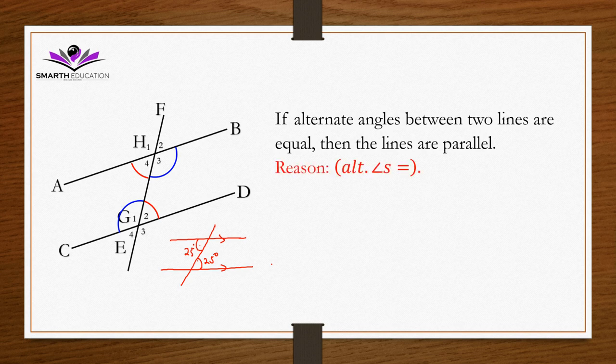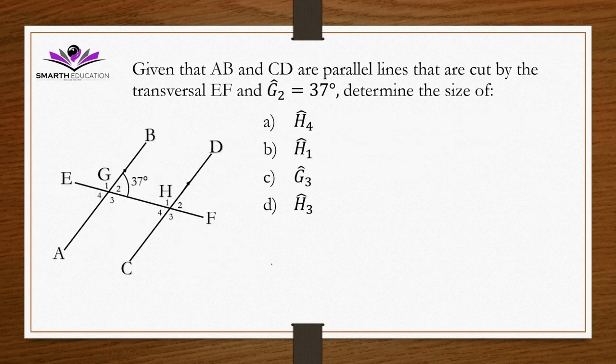And then the reason we write, we say alternate angles equal. Line AB is parallel to line CD because alternate angles are equal. You see that? So take note of the differences of the reasons we write them. Right, now let's do this short activity, then we'll be done.